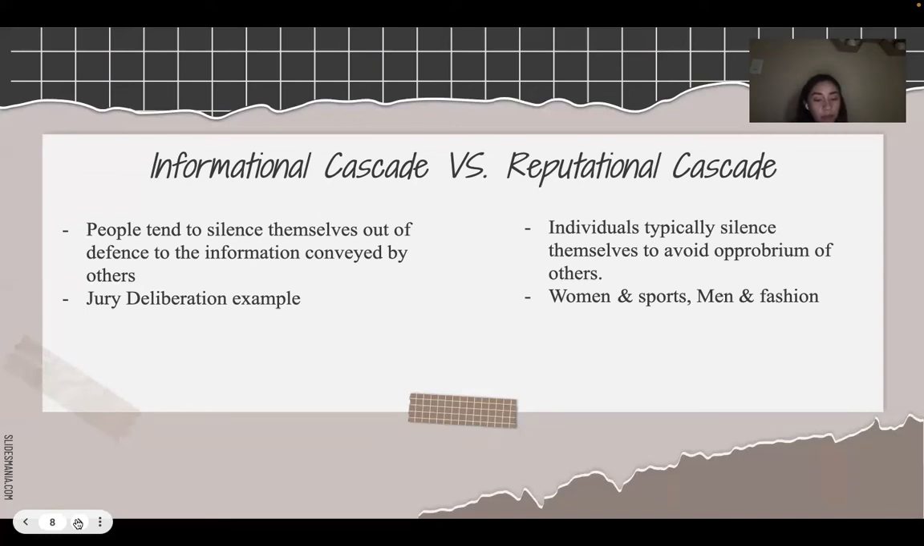She did so that she does not receive any criticism or any judgment for the opinion that she has. That is because she cares about her reputation. Reputational cascade is common when it comes to women talking about fashion, for example, and then there's a man that is also in the conversation, but he does not know much about the topic, but does not want to disagree so he doesn't get bashed for his thoughts.